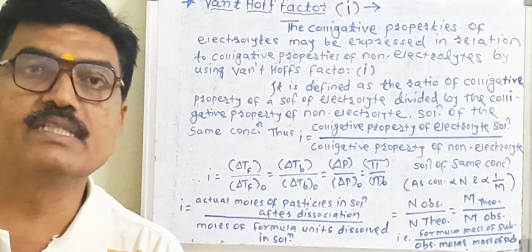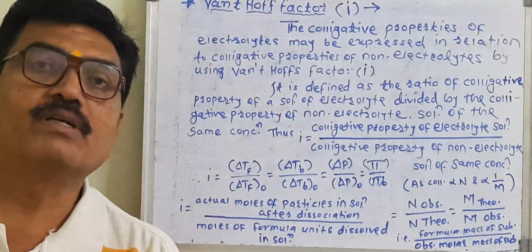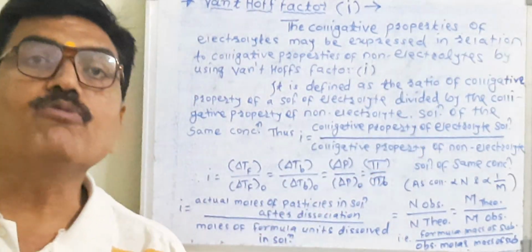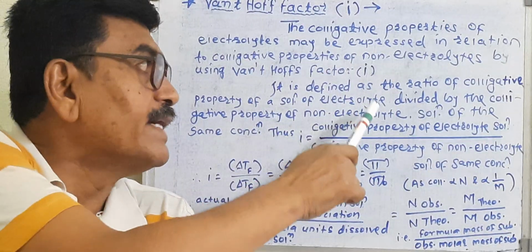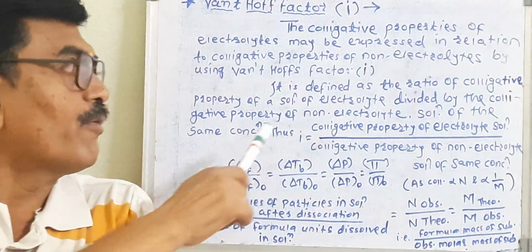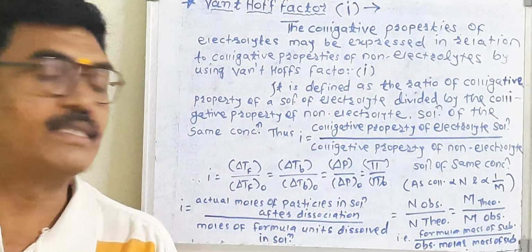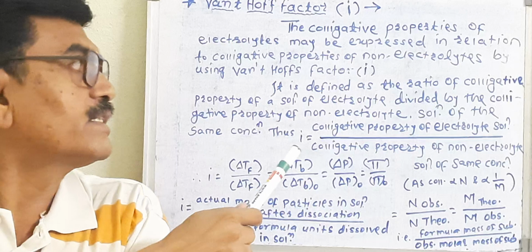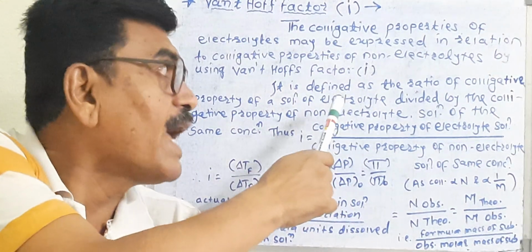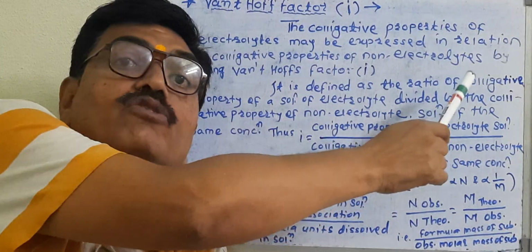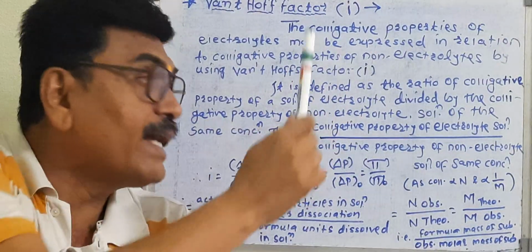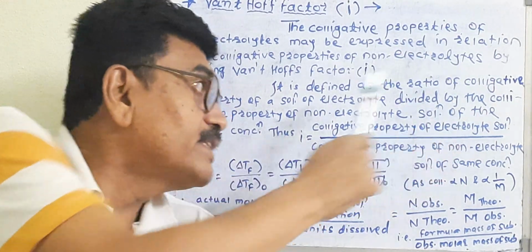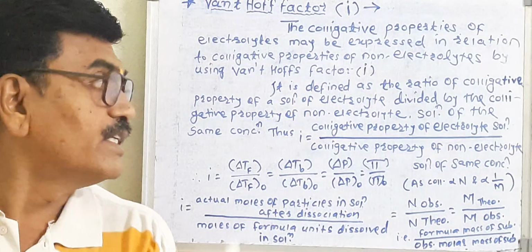There will be a simple question in the examination: what is the Van't Hoff factor? Try to understand. The Van't Hoff factor is defined as the ratio of the qualitative properties of a solution of electrolyte divided by the qualitative properties of a solution of non-electrolyte of the same concentration. That is important, of the same concentration.